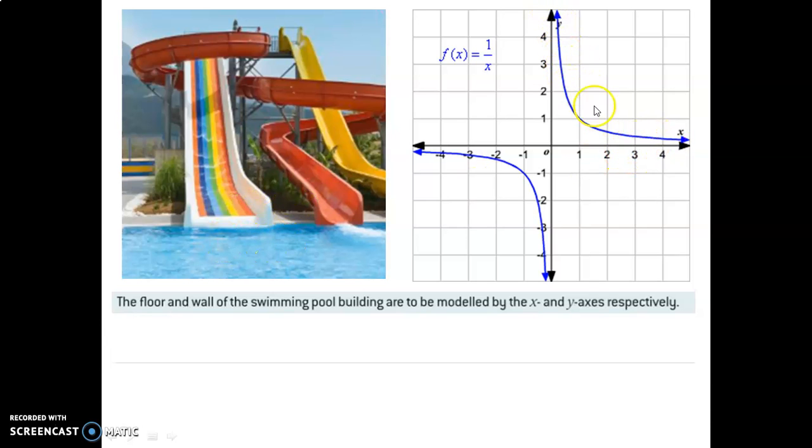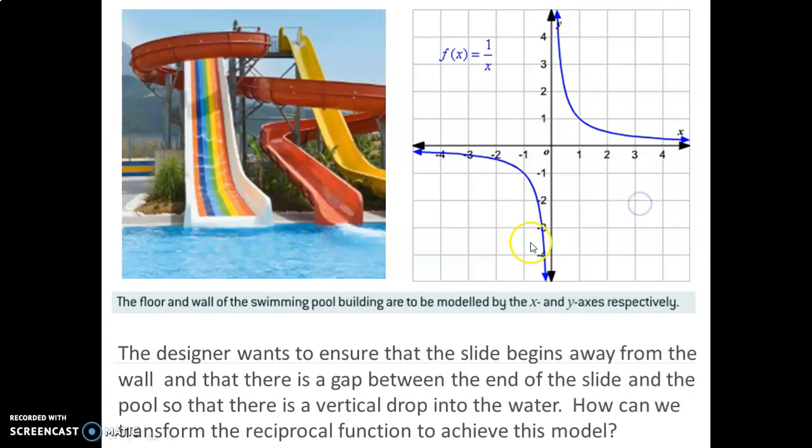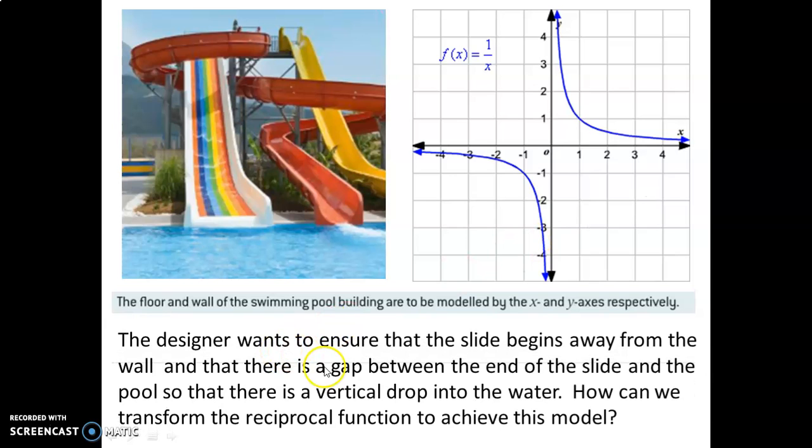Okay, so if this was the slide here, it would begin right by the wall and then it would drop you off right by the water here. But let's say the designer wants to ensure that the slide begins away from the wall, so there's room to get on the slide, and also that there is a gap between the end of the slide and the pool, so that when you're going down, there is a vertical drop into the water. So when you come down the slide, you end up falling into the water rather than just being laid into the water.